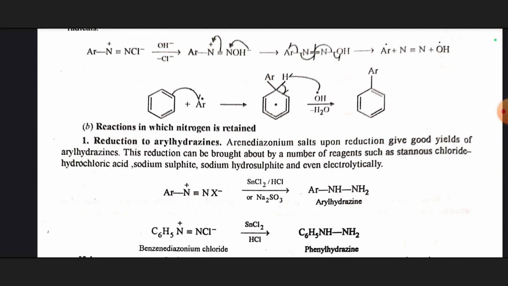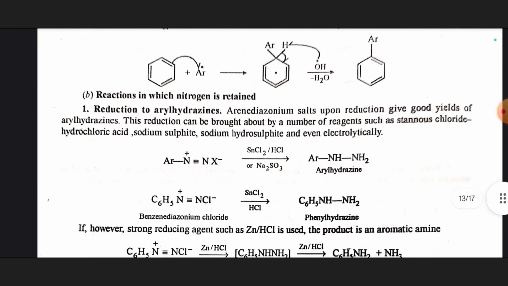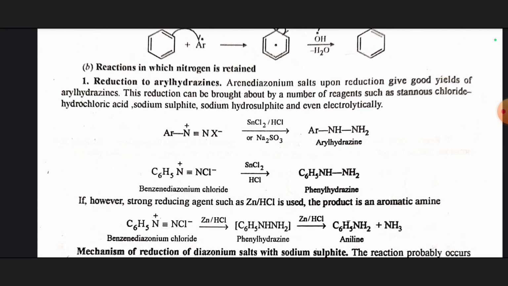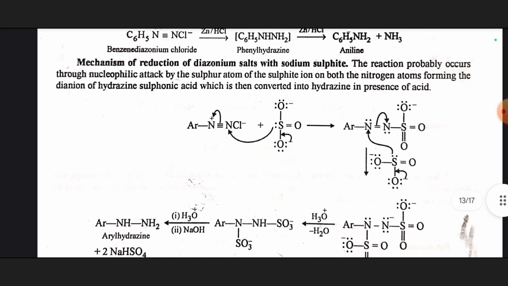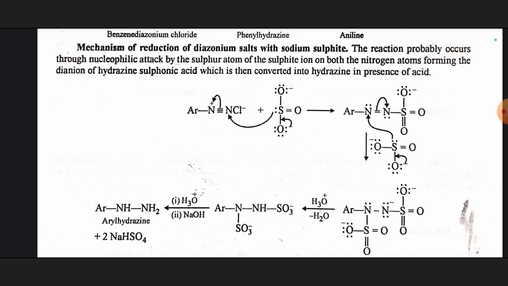Next is B, reactions in which nitrogen is retained. First, reduction to aryl hydrazines. Arene diazonium salt upon reduction gives good yields of aryl hydrazines. This reduction can be brought about by a number of reagents such as stannous chloride, hydrochloric acid, sodium sulfite, sodium hydrosulfite, and even electrolytically. If, however, strong reducing agents such as zinc and HCl are used, the product is an aromatic amine. Mechanism of reduction of diazonium salt with sodium sulfite.